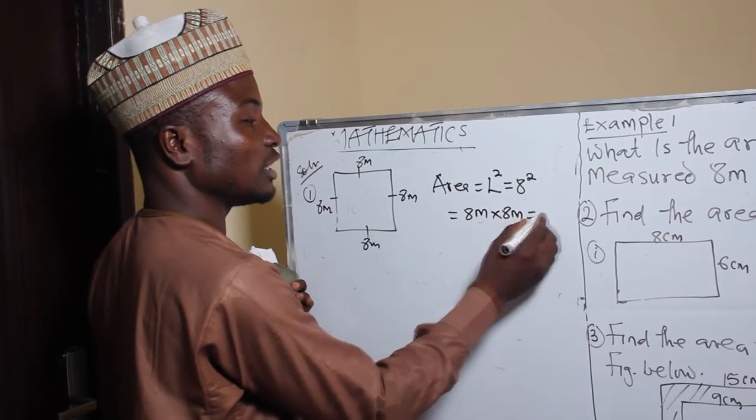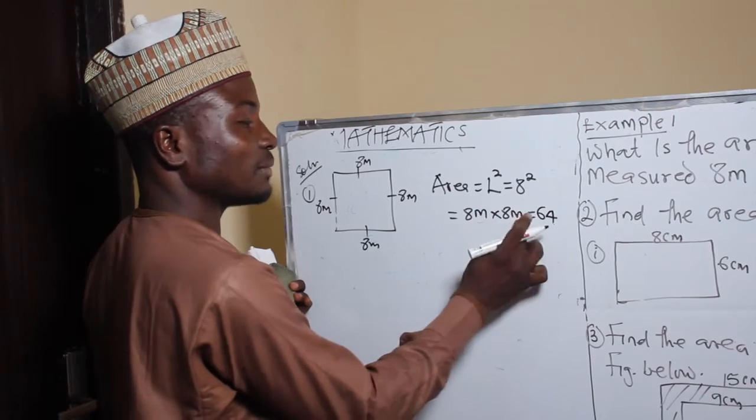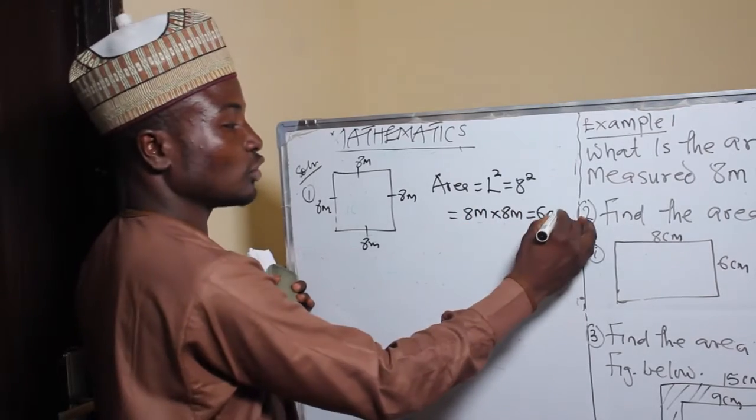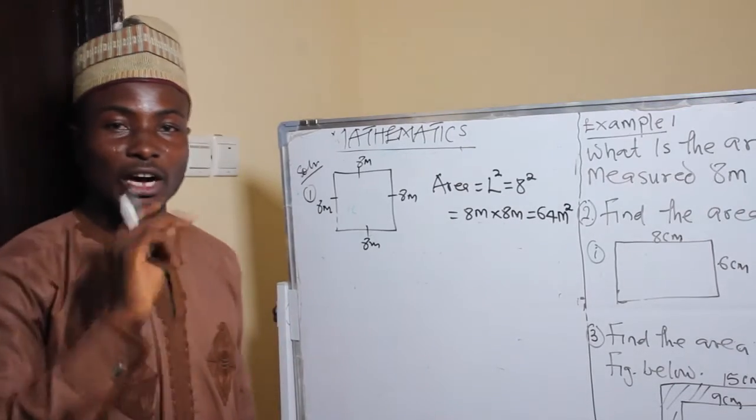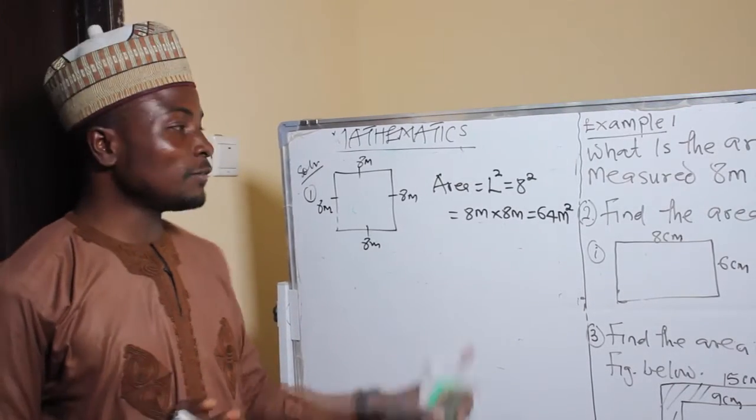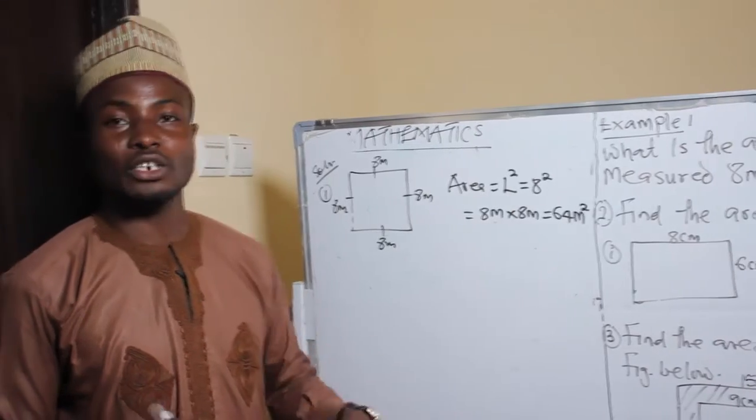8 times 8 will give you 64. M times M, which is meter, so it's going to give us meter square. Take note, the area of a plane shape is always measured in square units. If it's given in meter, it's going to be measured in meter square.